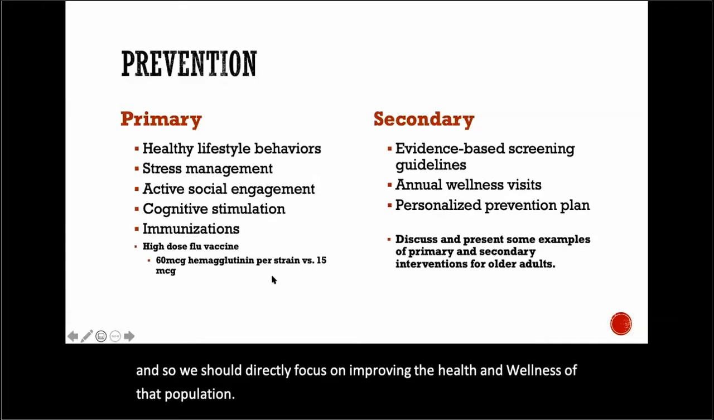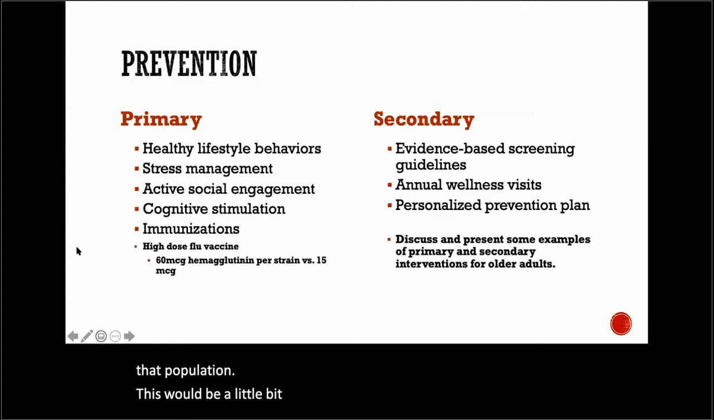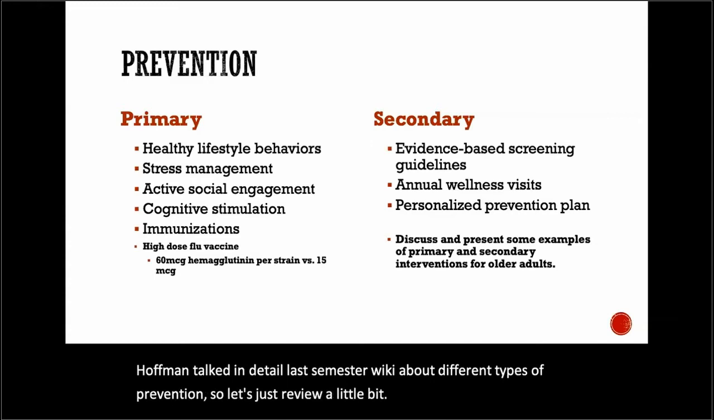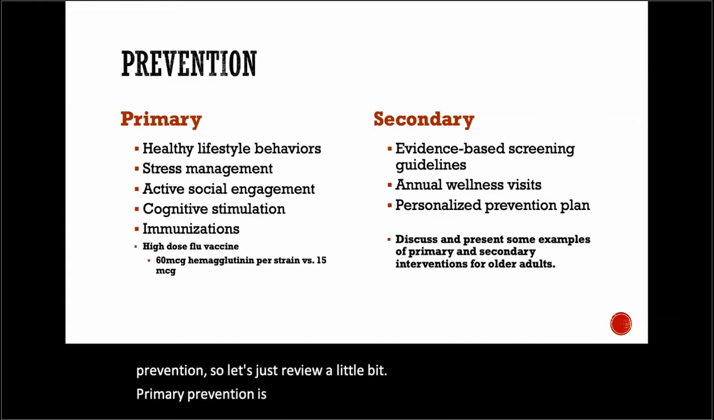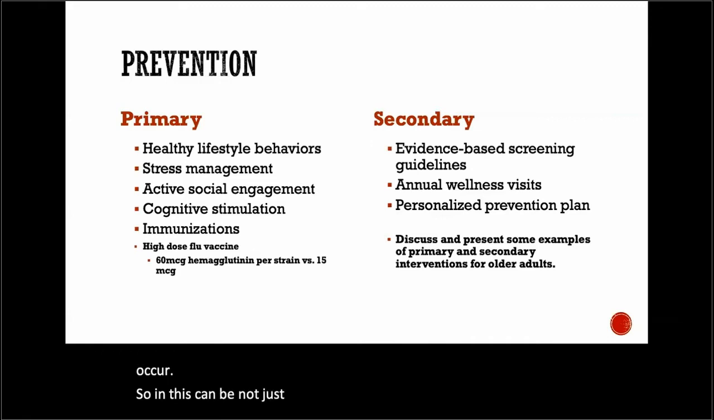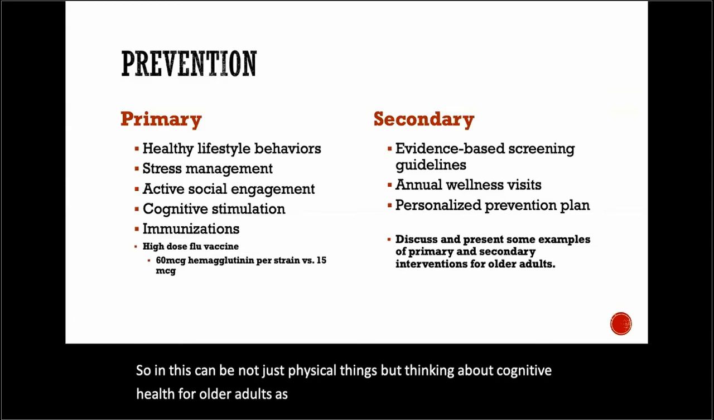Let's review a little bit about prevention. I realized that Dr. Hoffman talked in detail last semester with you about different types of prevention. So let's just review a little bit. Primary prevention is preventing things from occurring before they occur. And this can be not just physical things, but thinking about cognitive health for older adults as well. So think of an example maybe of cognitive stimulation that is healthy for an older adult.